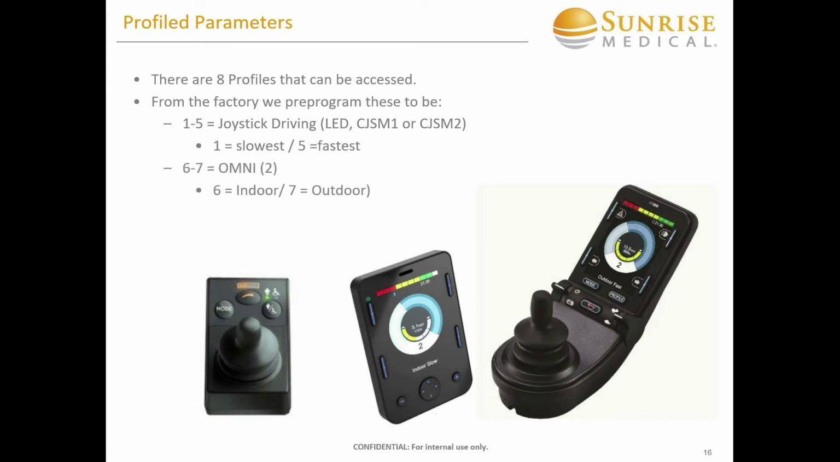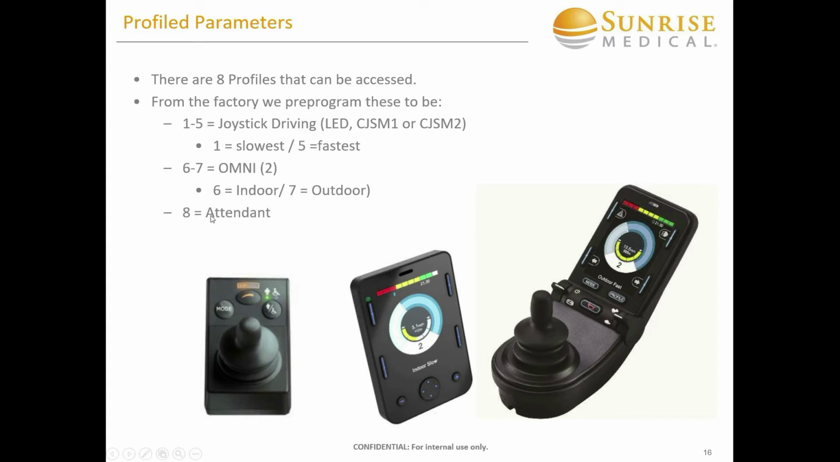We automatically give you 2 profiles for the Omni or the Omni 2. These are profile number 6 and profile number 7. Now, profile number 6 is indoor. We name it as indoor. Again, this is something we do at the factory. It can be changed. Number 7 is outdoor. So we automatically set those profiles up for you for the Omni settings.